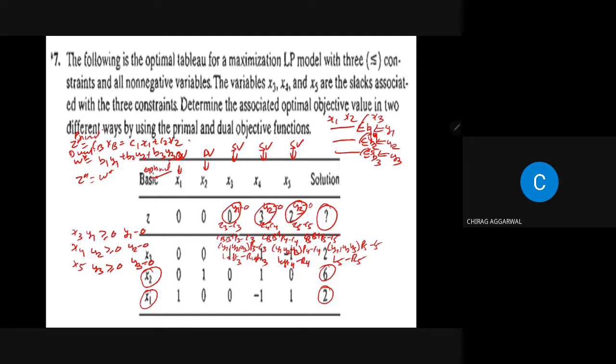So x1 x2 we have computed as 2 comma 6. So c1 into 2 plus c2 into 6, that will come. And y1 y2 y3 we have computed as 0 3 2, so it will become b1 into 0, b2 into 3, and b3 into 2. Now what is the unknown? c1 c2, b1 b2 b3. So how can we compute the b1 b2 b3?